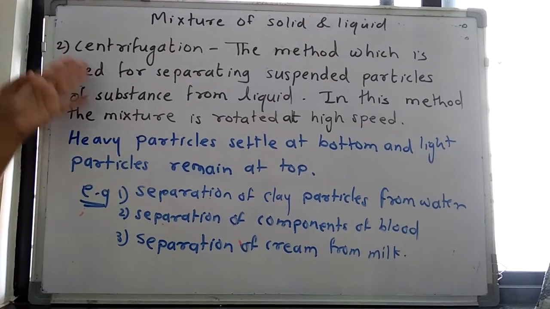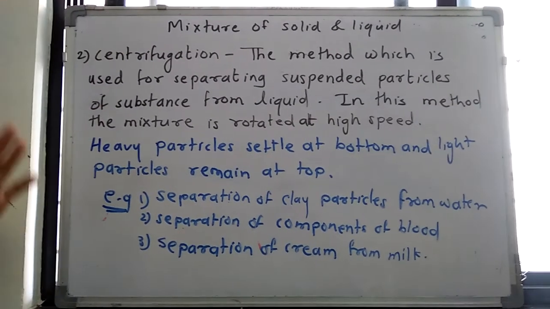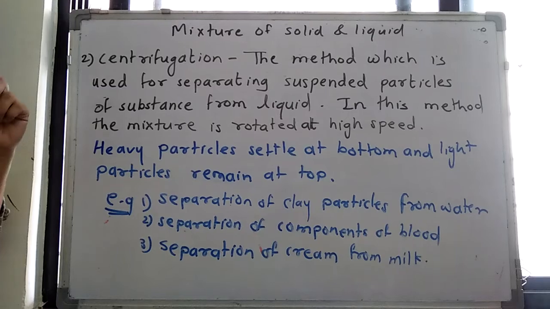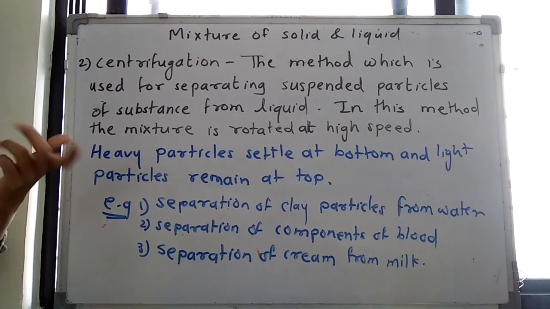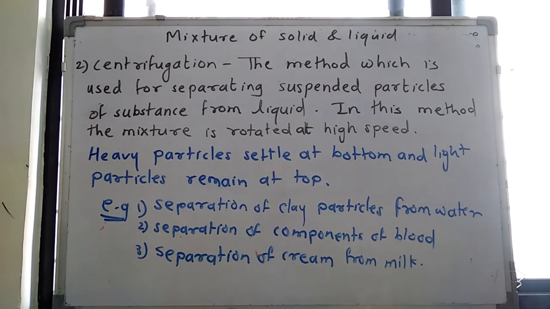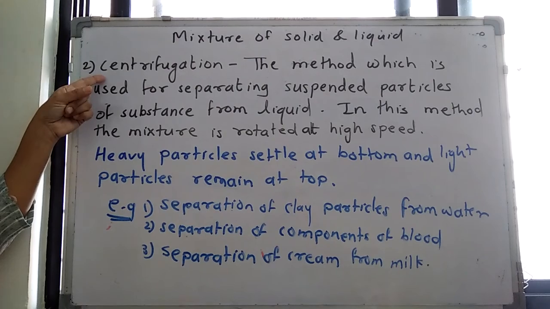Churning and centrifugation are similar things, but centrifugation is done in a machine called the centrifuge, in which the mixture is rotated very fast with high speed. Due to that high speed, heavy particles settle down and light particles come to the top. That method is called centrifugation.